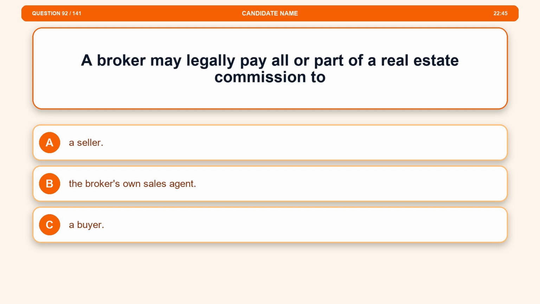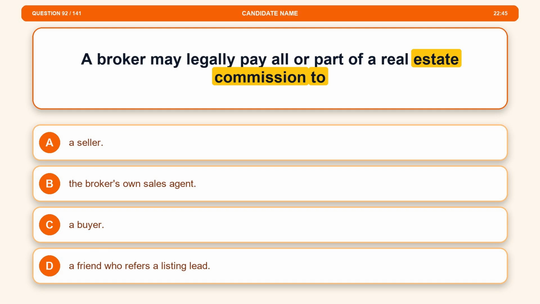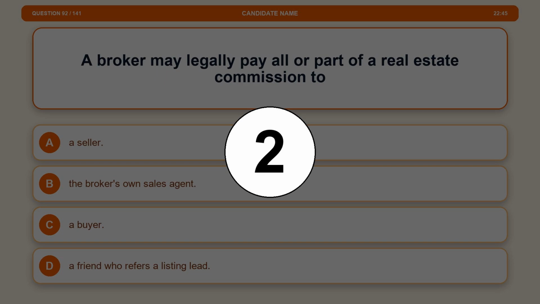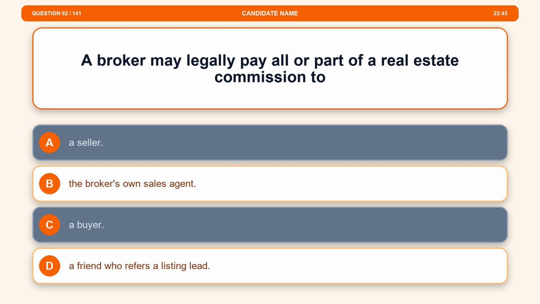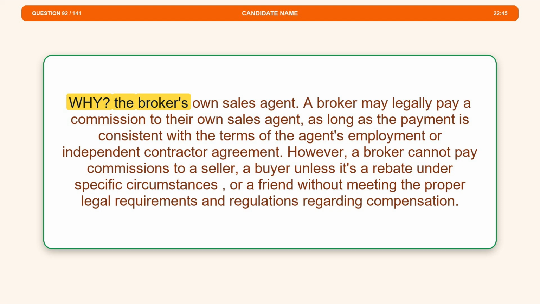Question 92. A broker may legally pay all or part of a real estate commission to: option A, a seller; option B, the broker's own sales agent; option C, a buyer; option D, a friend who refers a listing lead. The correct answer is option B, the broker's own sales agent. A broker may legally pay a commission to their own sales agent as long as the payment is consistent with the terms of the agent's employment or independent contractor agreement. However, a broker cannot pay commissions to a seller, a buyer, unless it's a rebate under specific circumstances, or a friend without meeting the proper legal requirements and regulations regarding compensation.